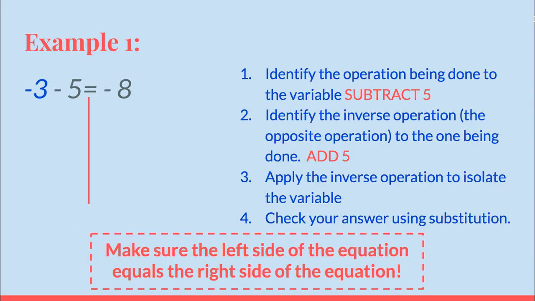In order to check my answer, I need to make sure the left side of my equation is equal to the right-hand side of my equation. So if I look at the left-hand side, I've got negative 3 minus 5, which equals negative 8. And if I look at the right-hand side of my equation, I have a negative 8. So my left-hand side is negative 8, my right-hand side is negative 8. Negative 8 is the same as negative 8, so my answer is right.